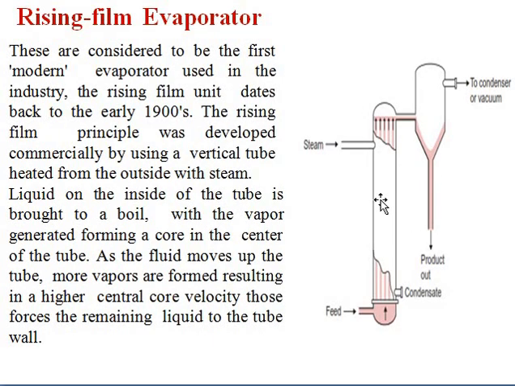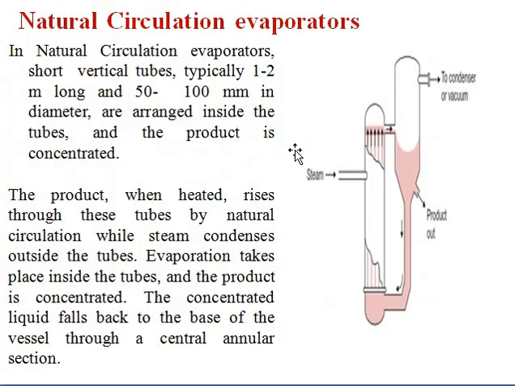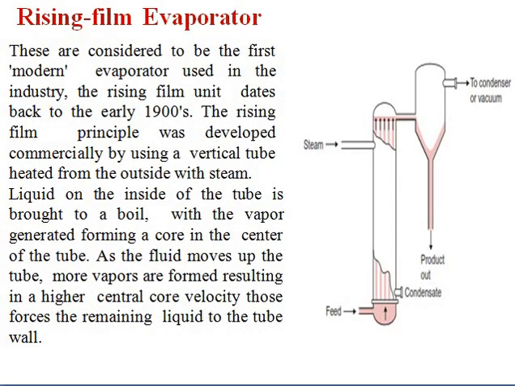You can see here there is a clear difference: this rising film evaporator is not connected at this portion. Basically we have to regularly give the food product, and regularly take out the finished product, that concentrated food product. But in the case of natural circulating evaporators, this is connected. This is the main difference between the natural circulating evaporator and the rising film evaporator. Hope it is okay for all of you.